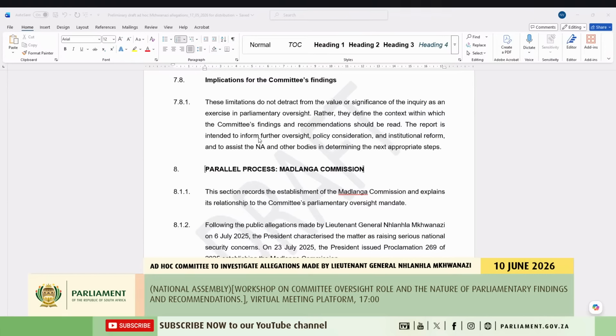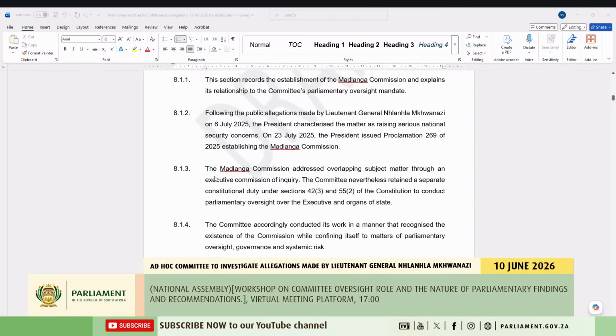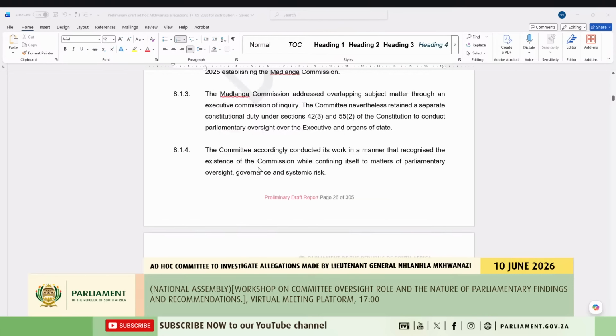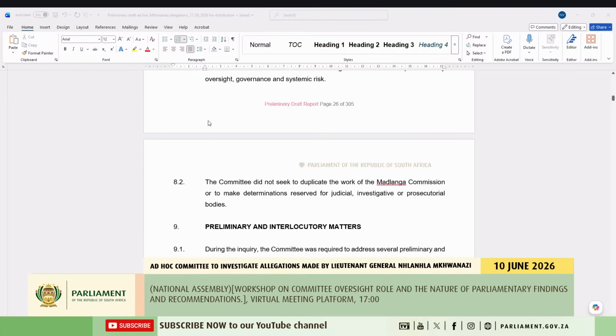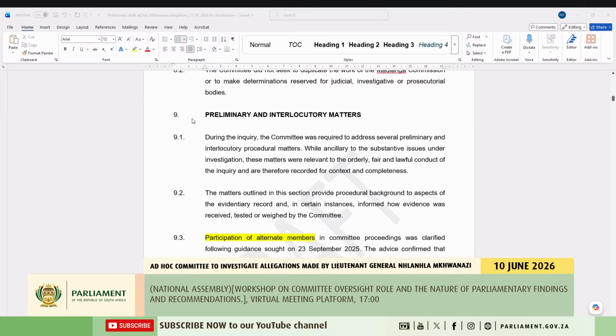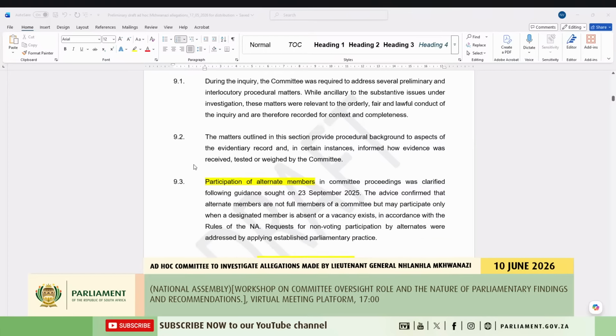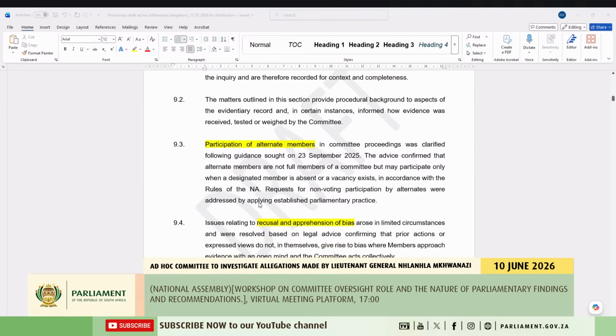Section 8 deals in more detail with the parallel processes in the establishment of the Mkhwanazi Commission of Inquiry, and also states the difference between the Mkhwanazi Commission and the ad hoc committee. Christine also referred to the preliminary and interlocutory matters. And here we have the participation of alternate members that was discussed, and issues relating to recusal and apprehension of bias.